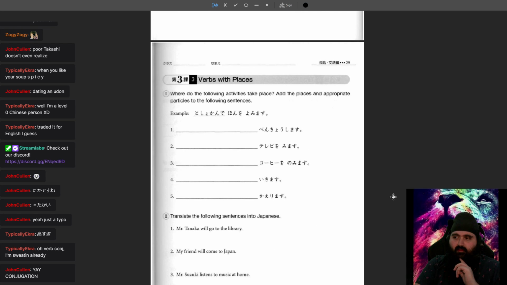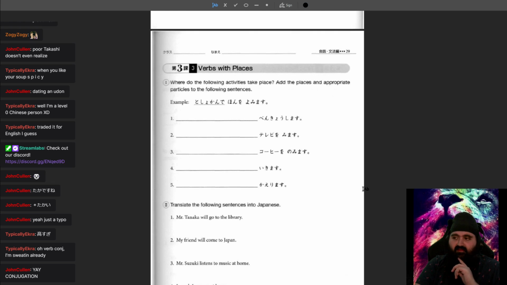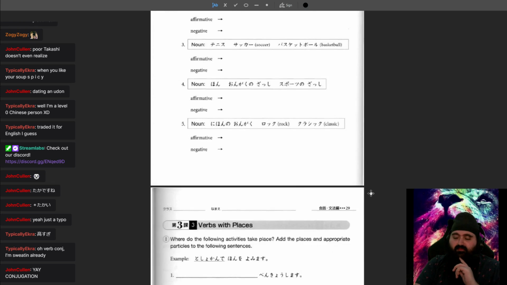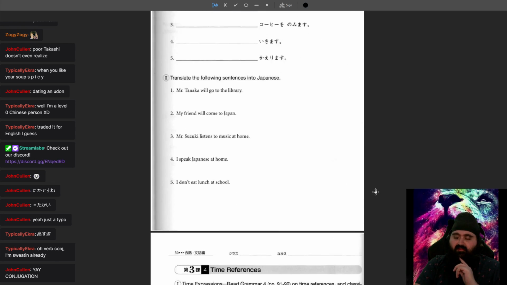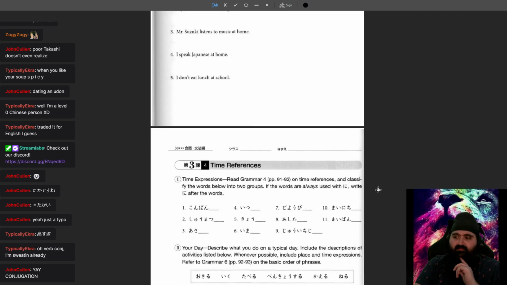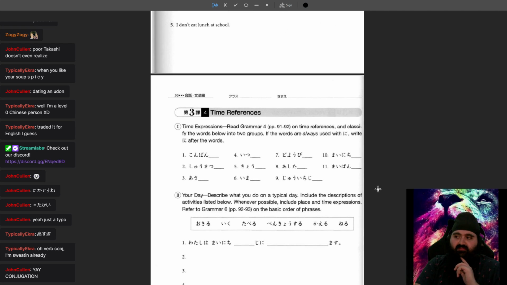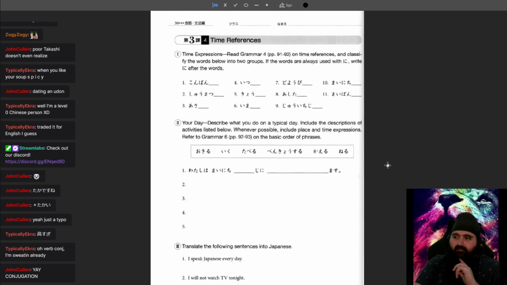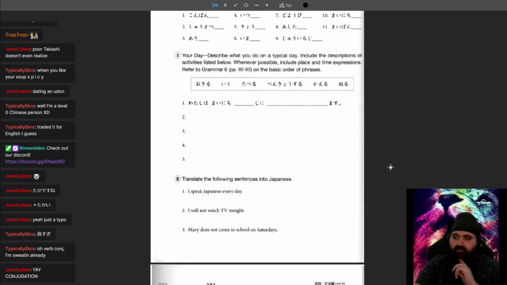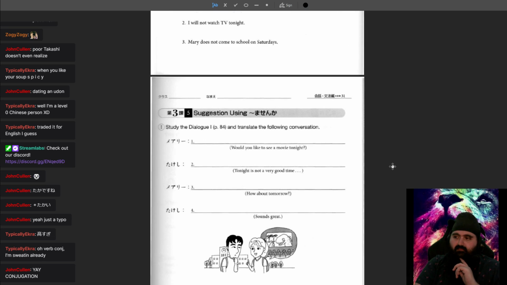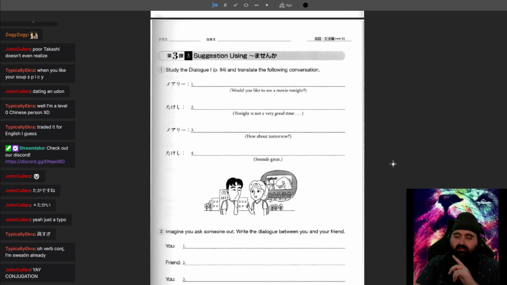But yeah, we're going to use some particles, toshokan de. And if we're using verbs with places, we'll learn particle de. We'll learn ru verb, u verb differences in conjugation. Time references means we'll need the particle ni. Talk about our day, translating masenka. So we'll be learning things like invitations.